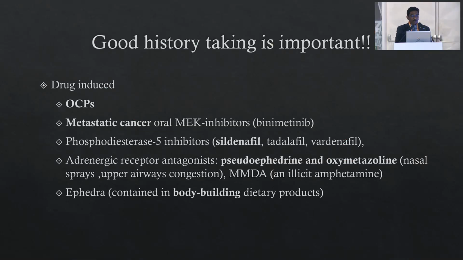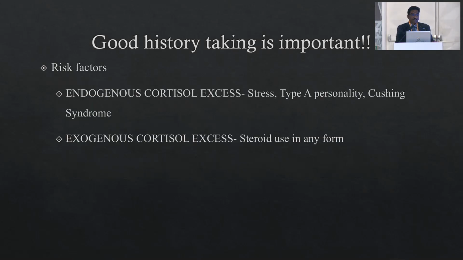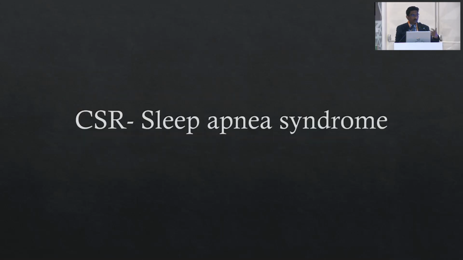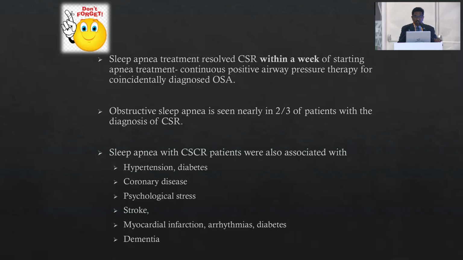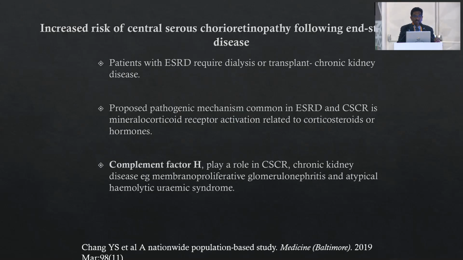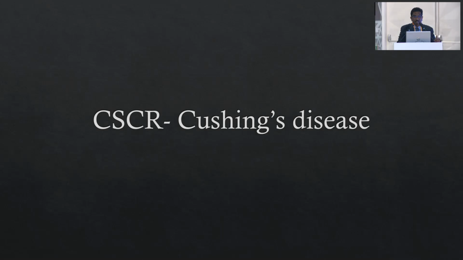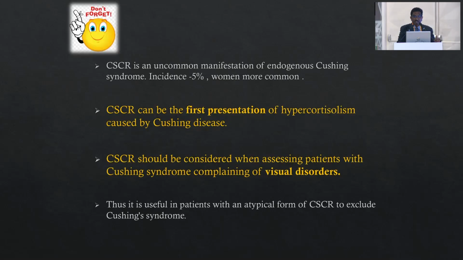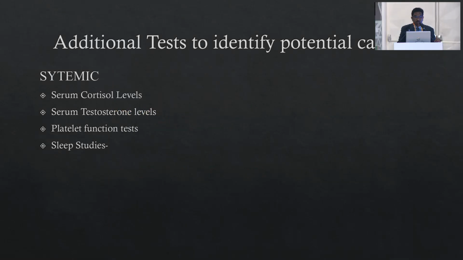So the good history includes you need to rule out the use of any drugs, then look for endogenous and exogenous causes. Some other causes like sleep apnea have to be considered. End-stage renal disease also is one more disease which can lead to chronic disease. Cushing's disease, again, can be a first presentation of CSR, and that should be ruled out.